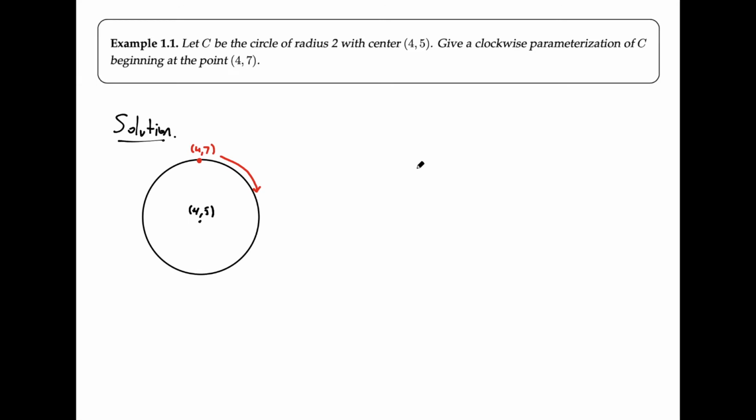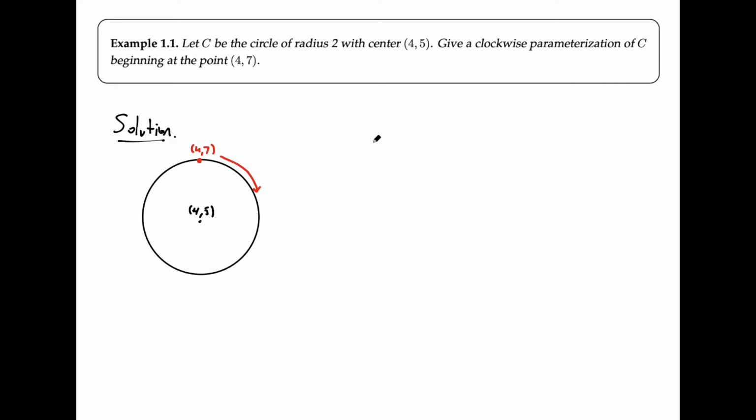So there's a couple things we have to keep in mind, but this is roughly just a review of how to parameterize a circle. So let me draw a picture really quick here. Okay, so here's the circle that we're looking for. It's got a center (4, 5). It has a radius of 2. And like I specified in the problem, I specifically want to start up here and travel clockwise. So I want to travel this way.